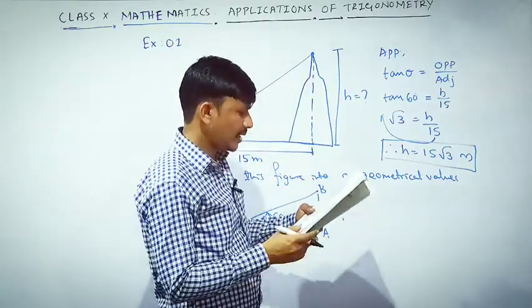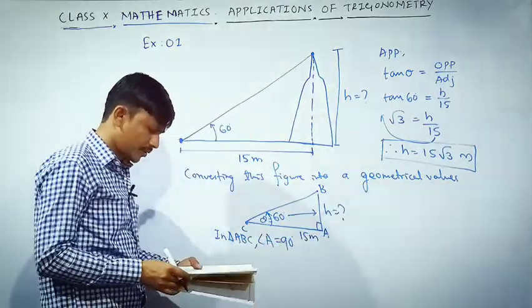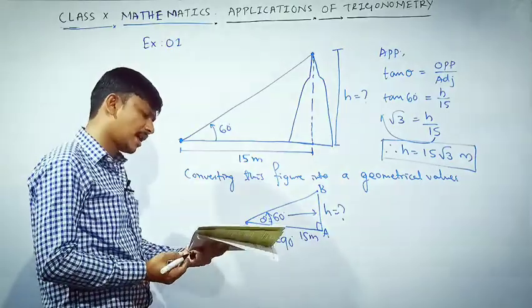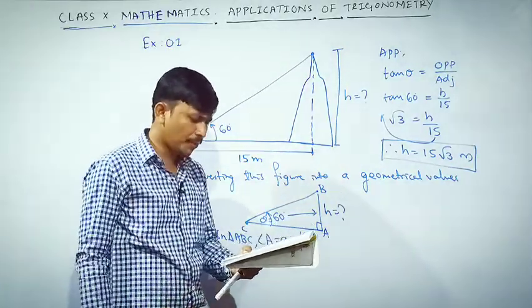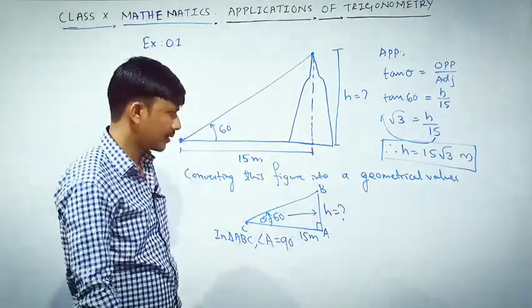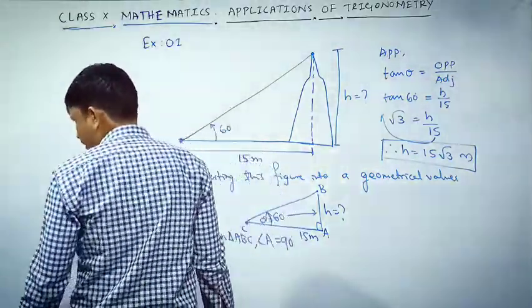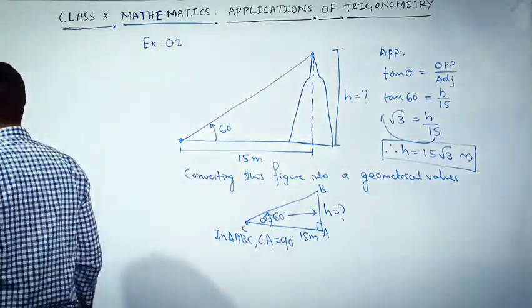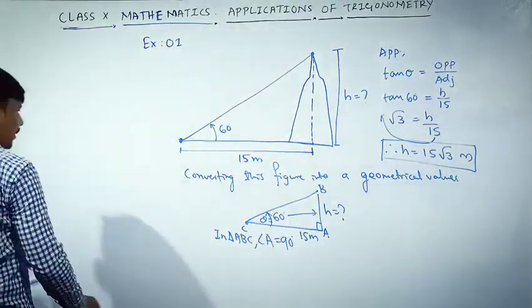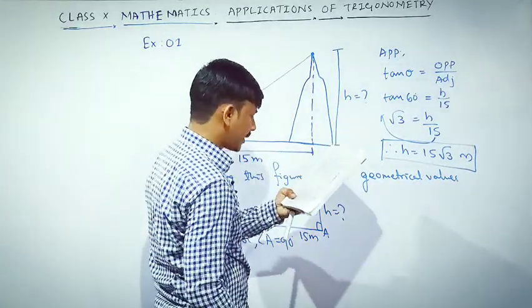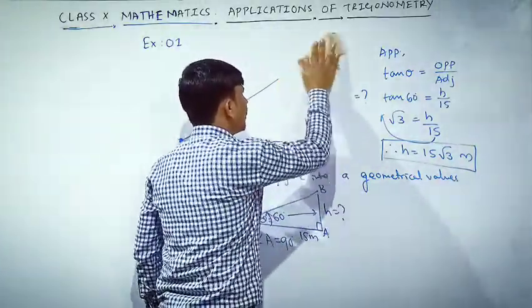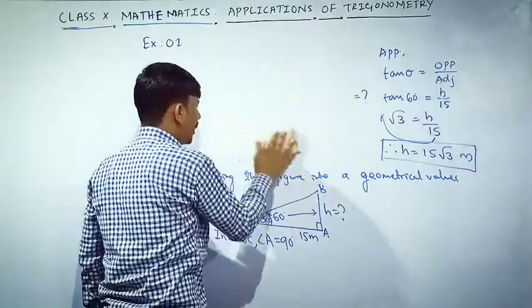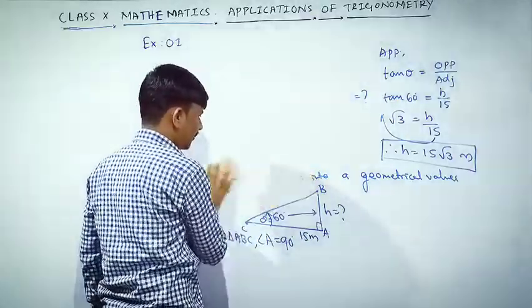Okay. Next comes example number 2. An electrician has to repair an electrical fault on a pole of height 5 meter. In the second example, there is an electrician who is repairing the bulb or electric fault which is found in an electric pole with the height of 5 meter.